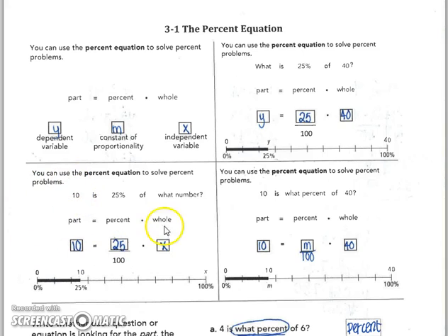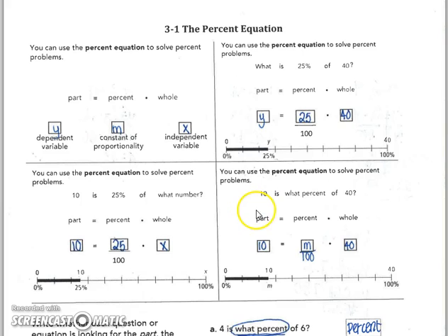Now in the next example that we see right here, we see 10 is 25% of what number? So this time we know that 10 is a portion of a certain number. It's 25% of this larger number. So that tells me that 10 is going to be the part. 25%, again, because it says percent, is our percent, so our out of 100 value. And we're trying to find the whole amount. So we set this up as 10 equals 25 over 100 times x.